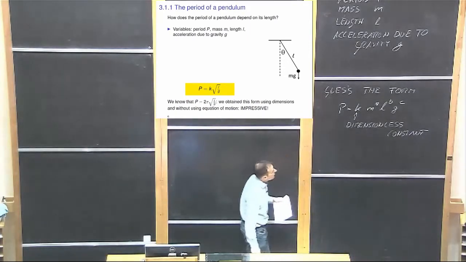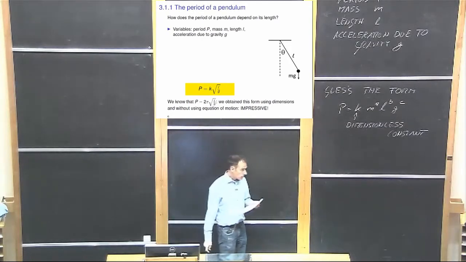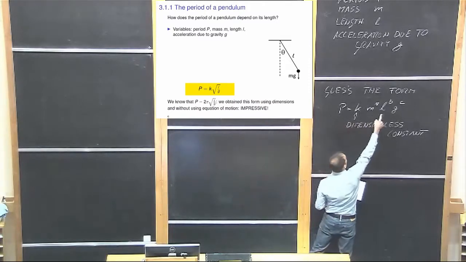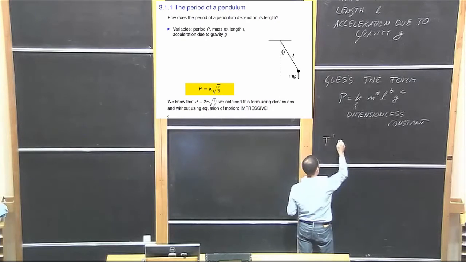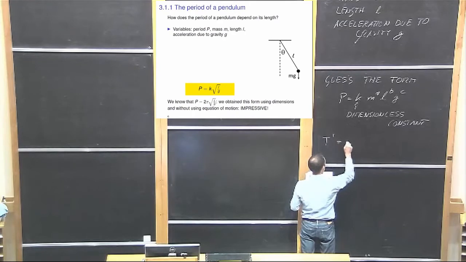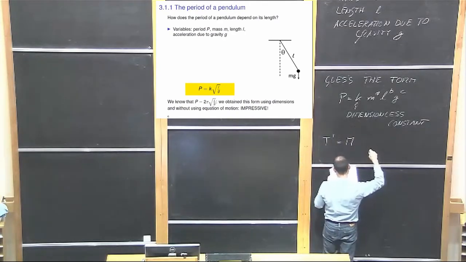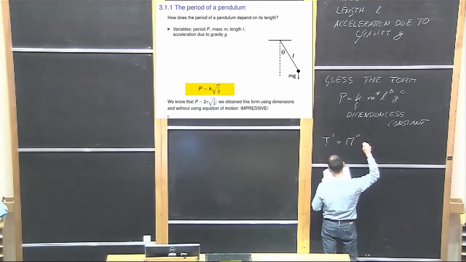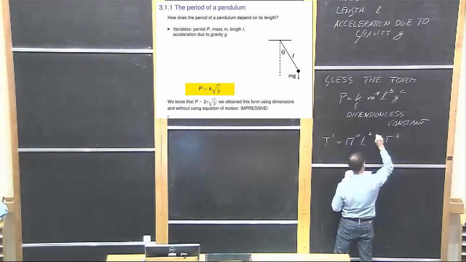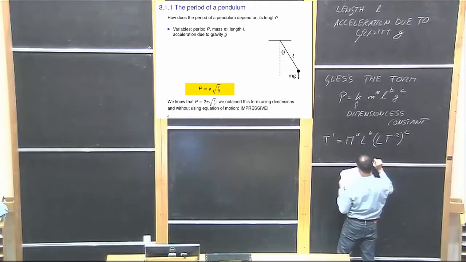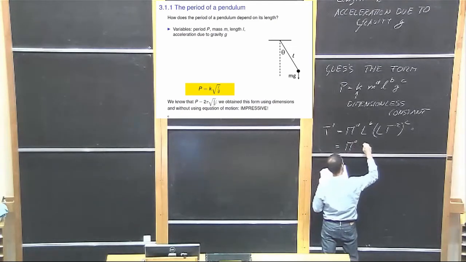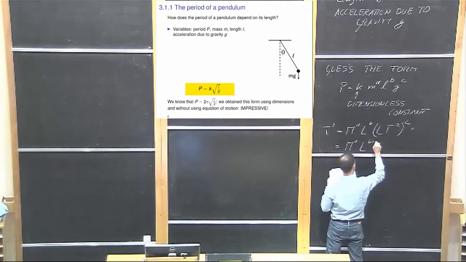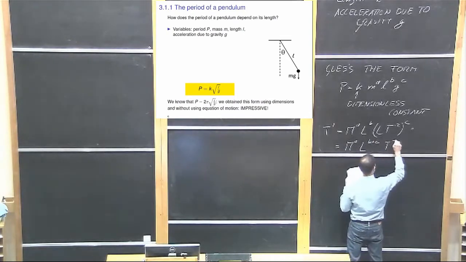Now, if we now replace each of those parameters here with its dimensions, so period is time to the 1, and we have the mass to A, length to B, and then Earth's acceleration to C. And if we multiply that out, we get M to the A, length B plus C, and T minus 2C.